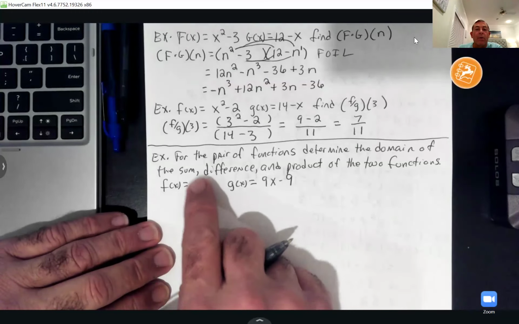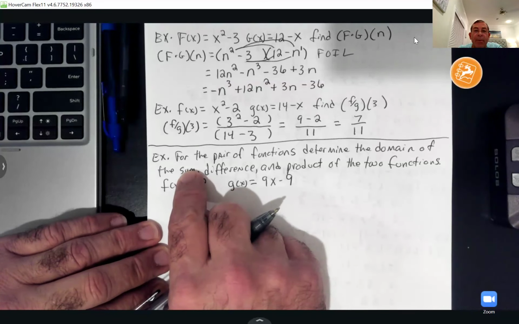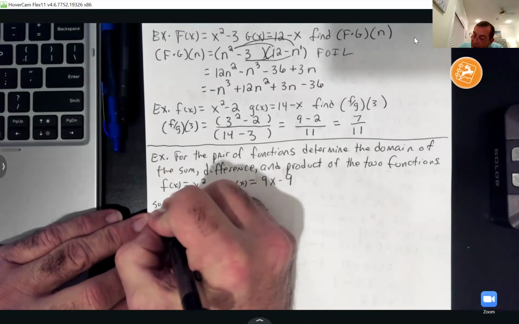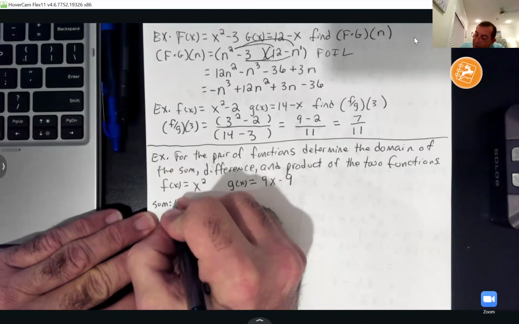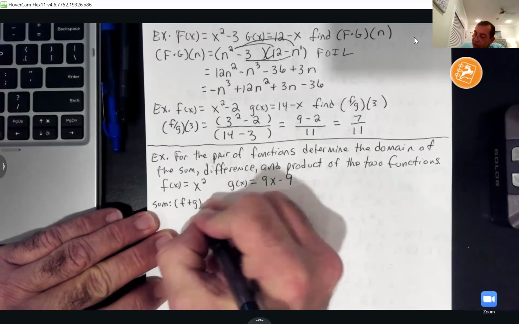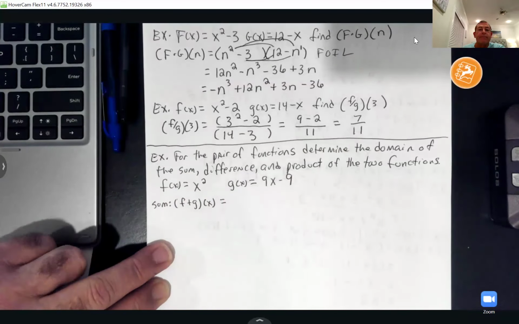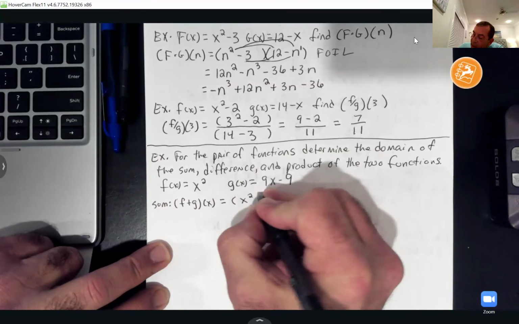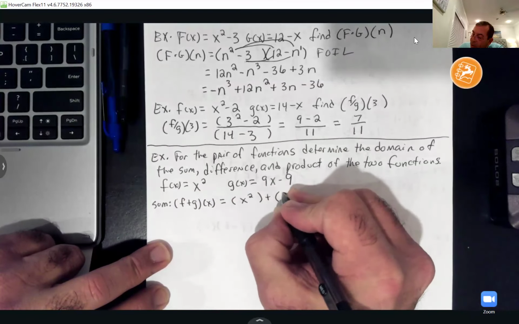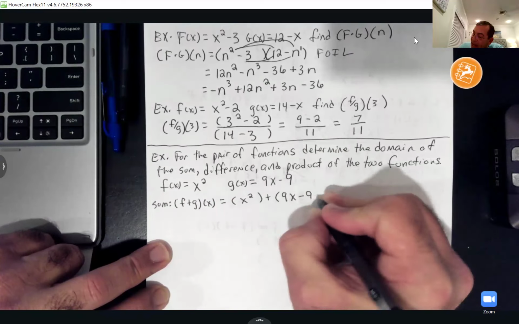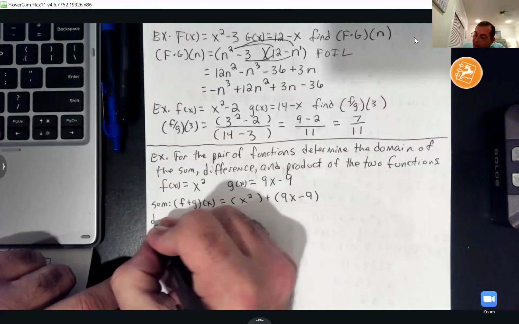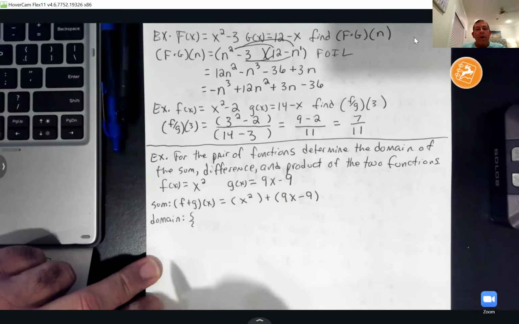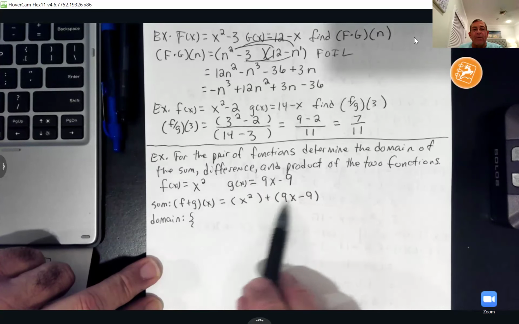Okay, so they want us to find the domain of the sum of these two functions, the difference, and the product. So I'm going to start with the sum. The sum of these two functions will be f plus g of x. Right? We're adding these two functions. So I'll have my first function, which is x squared, plus my second function, which is 9x minus 9. So the question of the day. What is the domain if I was going to add these two functions?